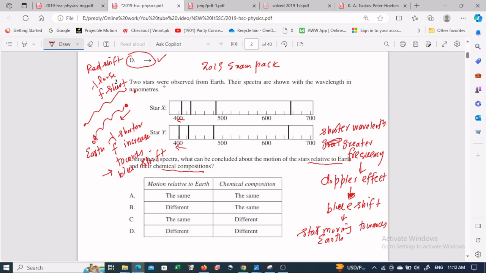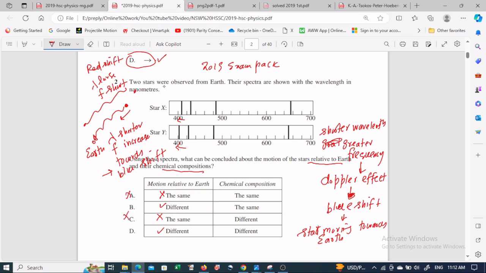So for the motion relative to Earth, we can see that in this star and this star there is a variation in the wavelength, so their motion is different from one another. So the options with the same motion are incorrect, and we remove them. We only select the options that are different. So A and C are the incorrect ones, and we are left with B and D.